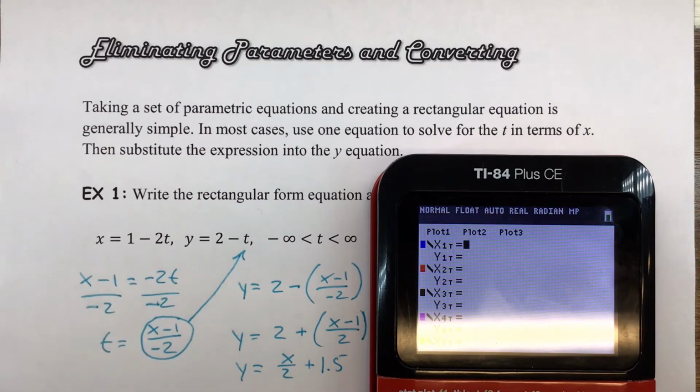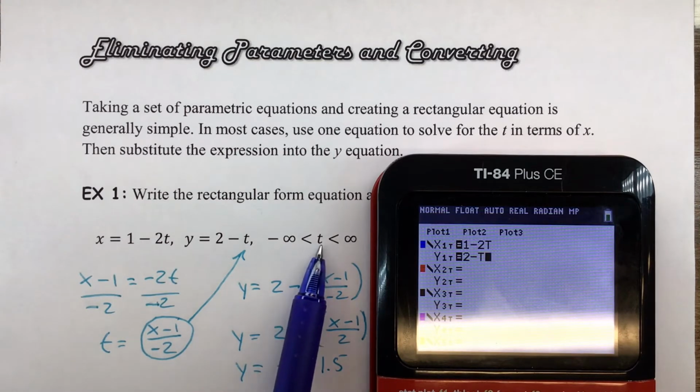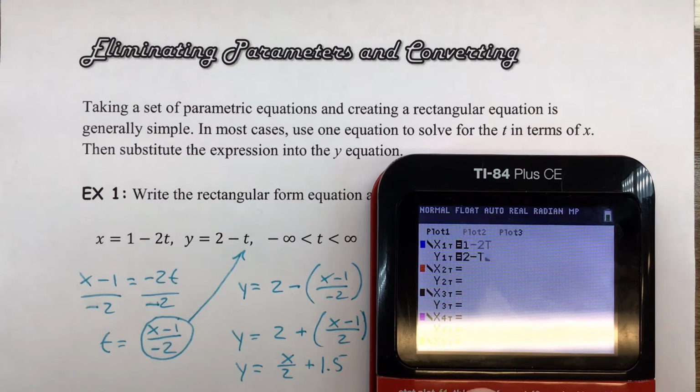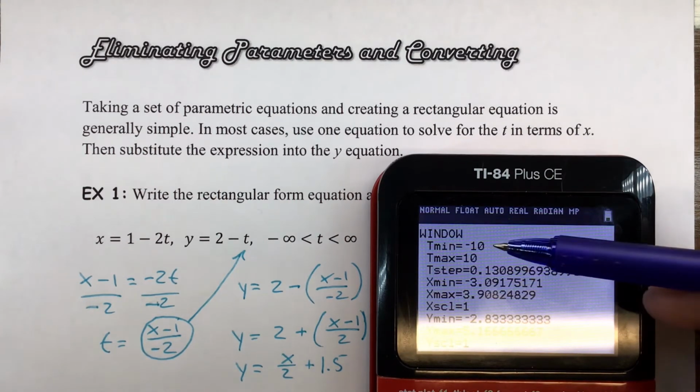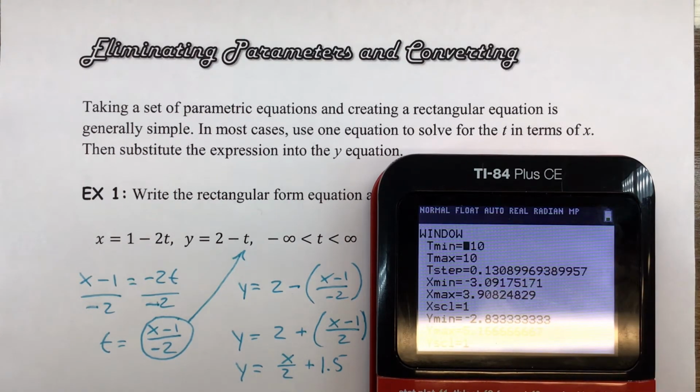The x equation I'll type in. So we're going to do 1 minus 2t. Okay, and then for the y equation, we got 2 minus t. All right, so the range of values we have for t is going to be negative infinity to infinity, which means it's pretty much any value you want. Okay, now when we set this up though, you can't actually type in negative infinity, infinity. What we'll do instead is just choose a decent negative time and a positive time. So in this case, I went with negative 10 and positive 10.